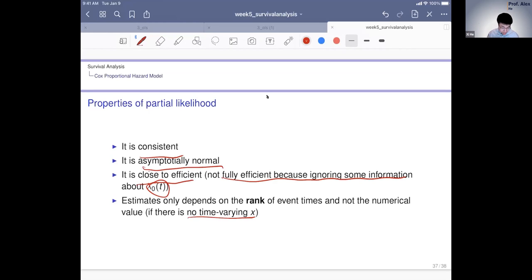And then, yeah, the last thing is just what we have already said, that the estimates only depend on the rank of the event times. So who died first, who died second, et cetera, and not the exact numerical value, if there is no time varying X.